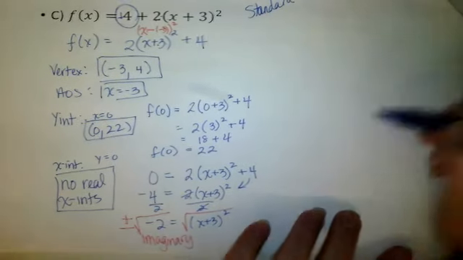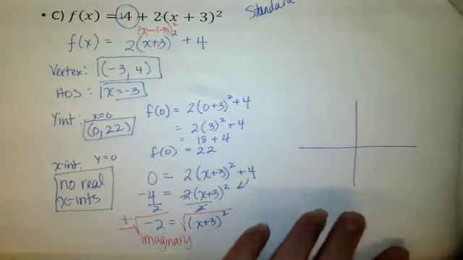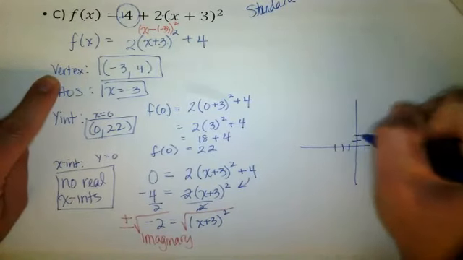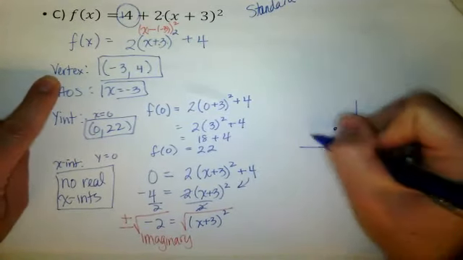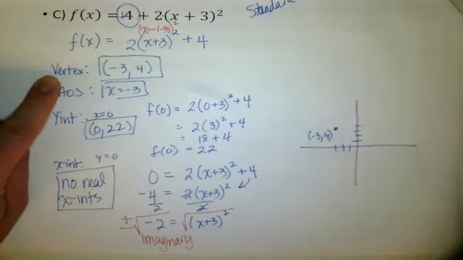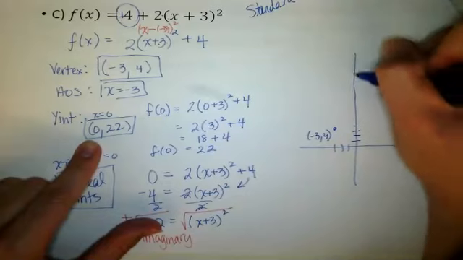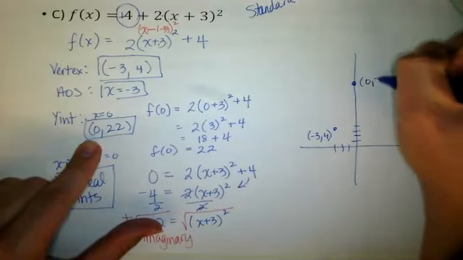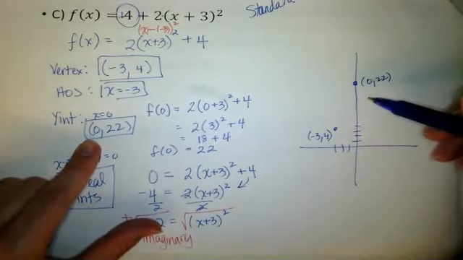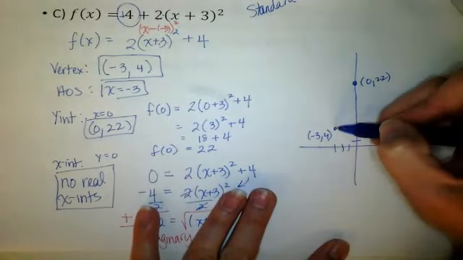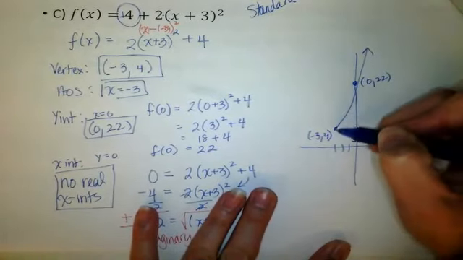Okay, so again, I want to sketch this. I know my vertex is at negative 3, 4. I know I have a y-intercept of 0, 22. You'll notice I am not going to do 22 tick marks. Not on your life. Plot it and label it. And that's all you need to do.